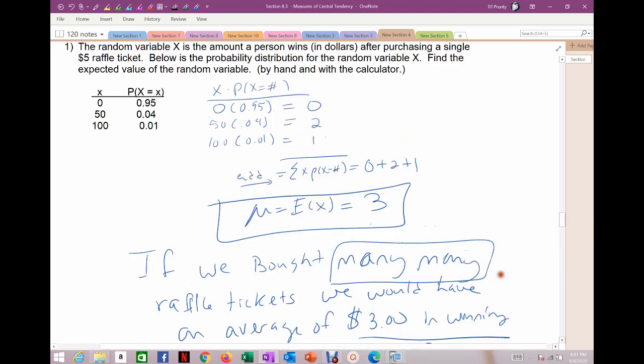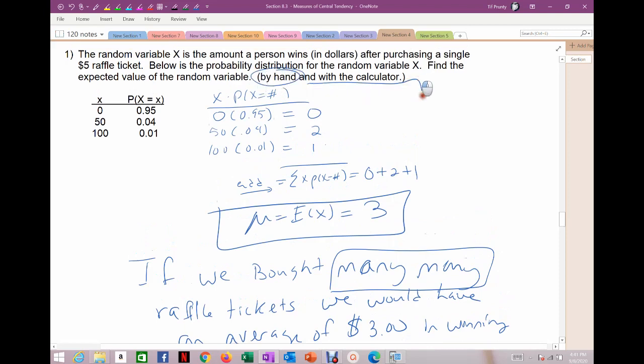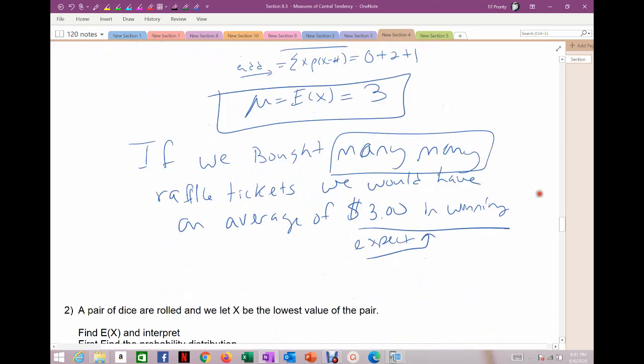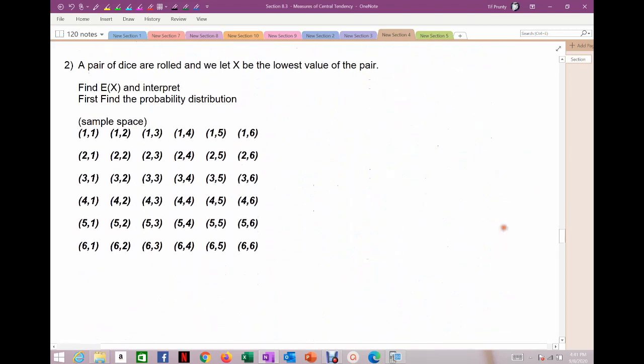All right, so the next example I'm going to show with the calculator. So that was the by hand. On the next examples, I'll show you with the calculator. All right, so example 2 we'll do on the calculator. So we want to find the expected value and explain what it means. In order to do that, I need my probability distribution. Expected values based on probabilities. All right, so I need my probabilities.